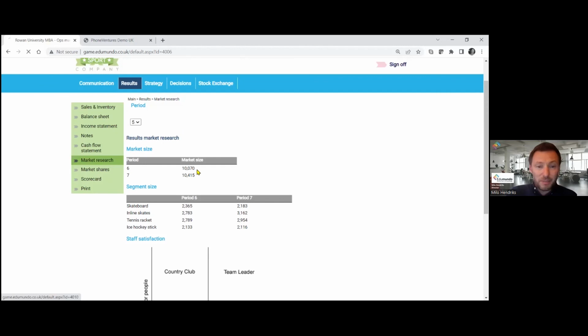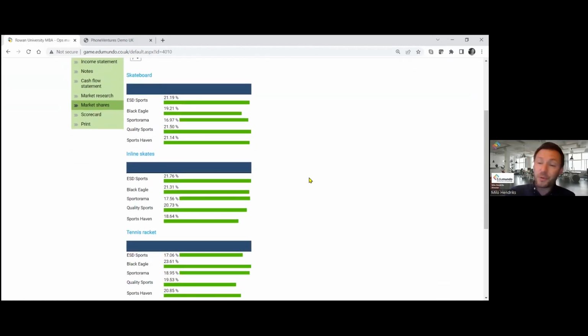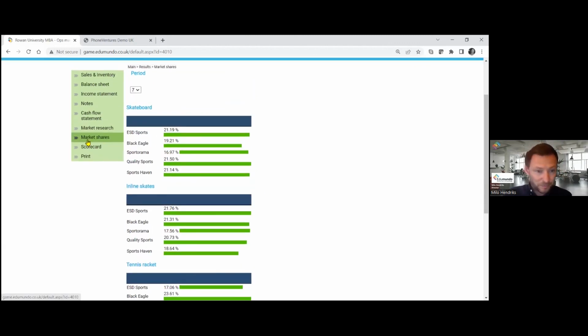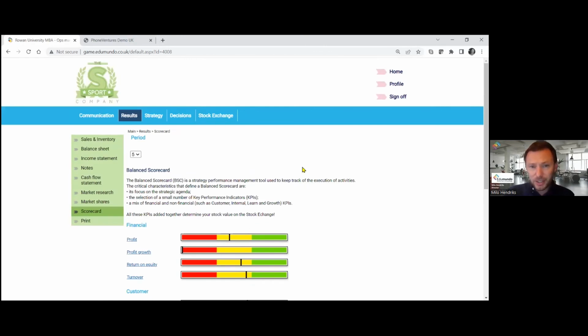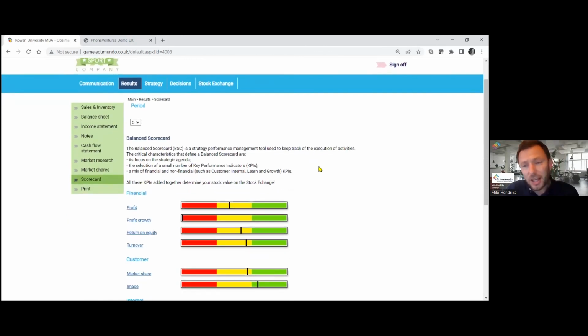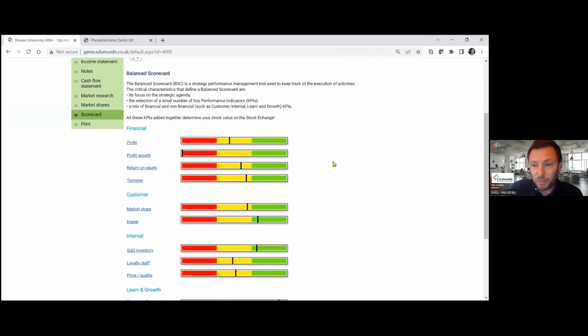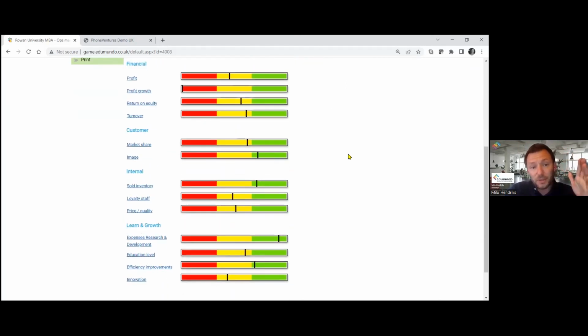Then there's, of course, the market shares for them to analyze. So compared to the other student teams, the other competitors in the same market, you can see what your market shares are for the 4 products. And then we have the balanced scorecard, which was discussed, of course, and very important, perhaps the most important result for them to analyze. You find about 12 different indicators here. They have to try to get them all in the green to get most of the points for the ranking list. So you can clearly see where to start focusing.